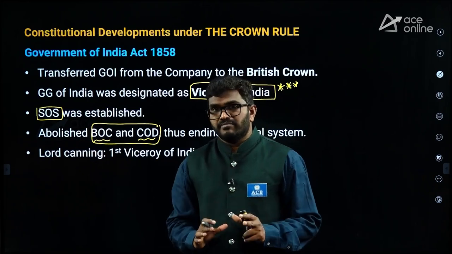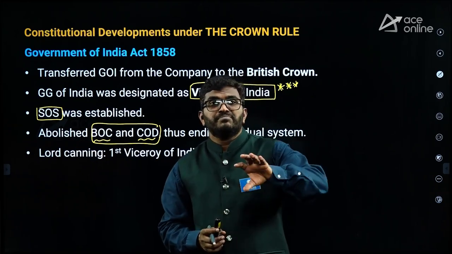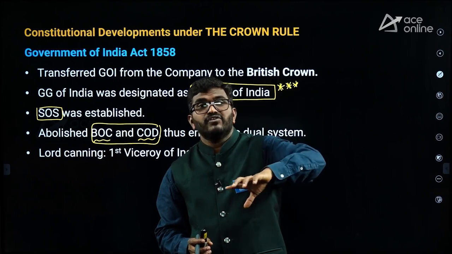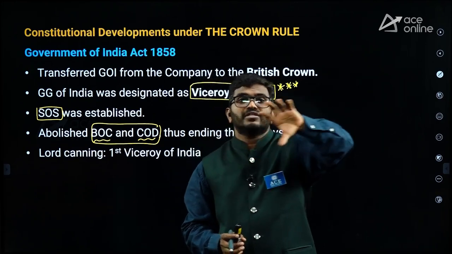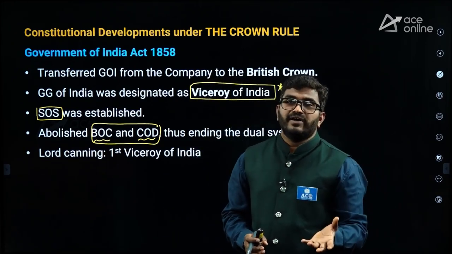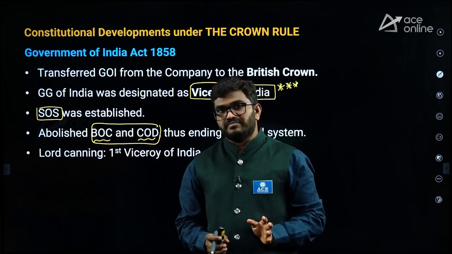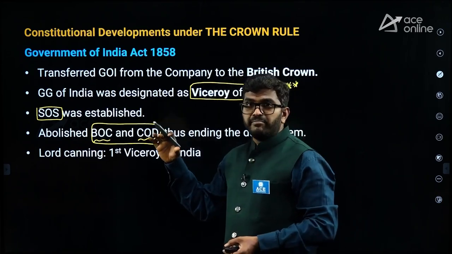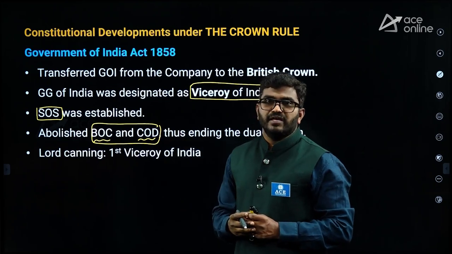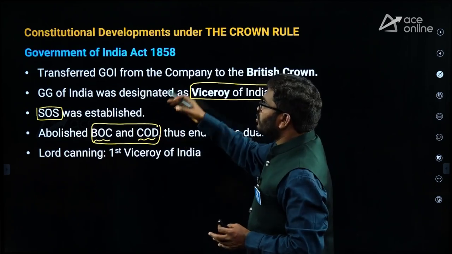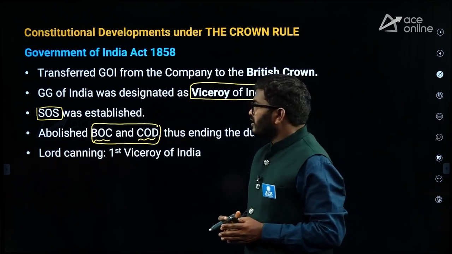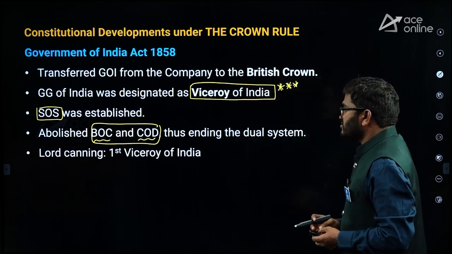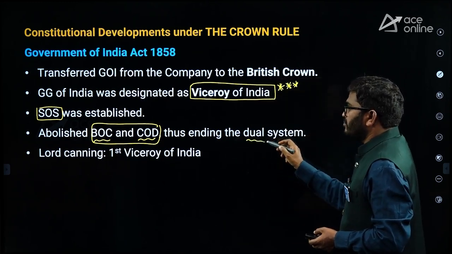Secretary of State means there was one person from the British cabinet who came to India, and he will go through all the things like commercial affairs, political affairs, everything. Right. So Secretary of State actually came from the British cabinet. He usually goes through all these things. Okay. And Board of Control and Court of Directors were abolished, so the dual system was ended completely.